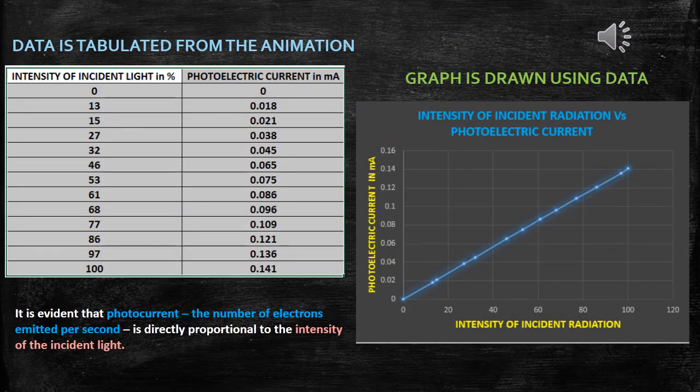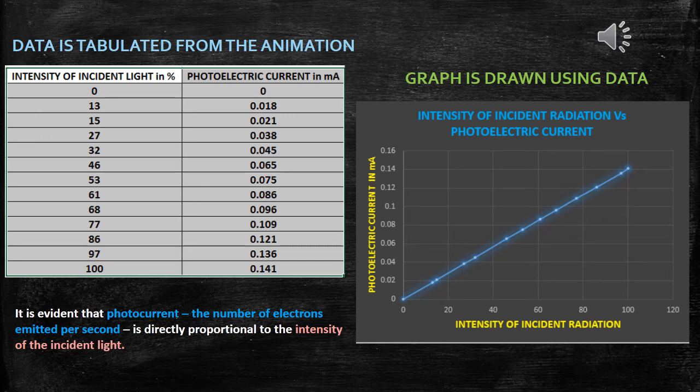The readings which are observed in the animation are all tabulated. The intensity of the incident light in percentage should be taken on the x-axis, and the photoelectric current in milliampere must be taken on the y-axis. With the help of the readings, we could draw a graph. If all values are plotted, after connecting the points, you will get a straight line.